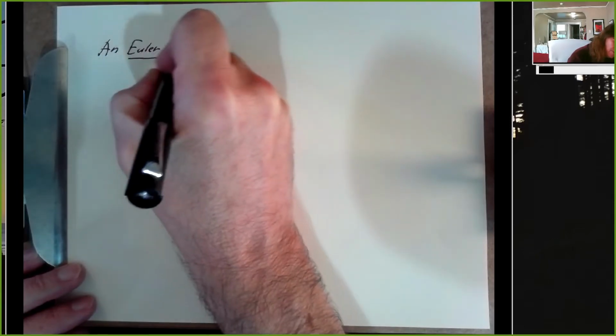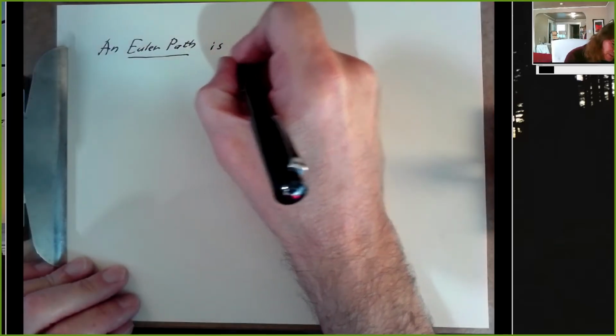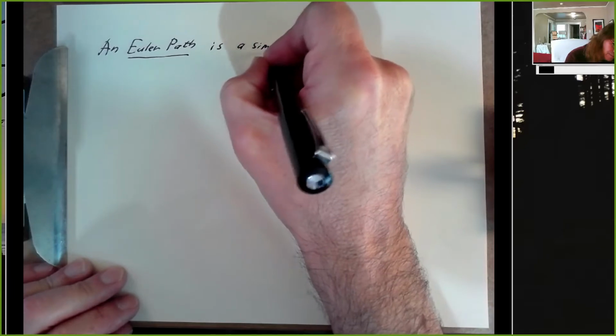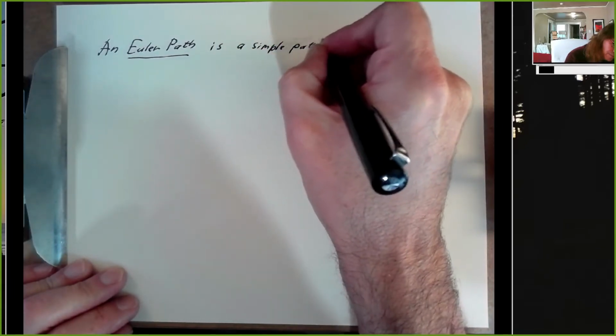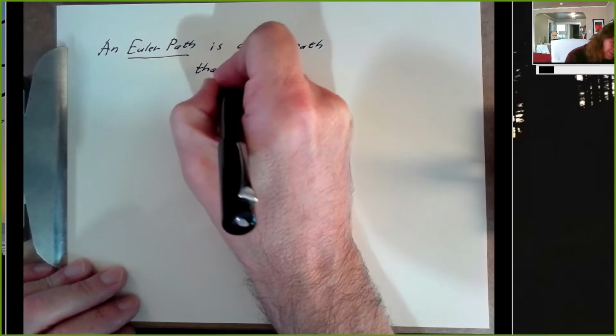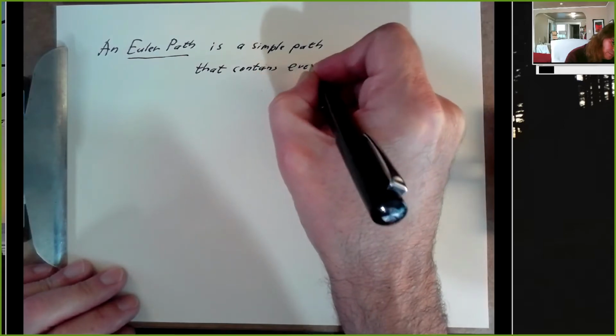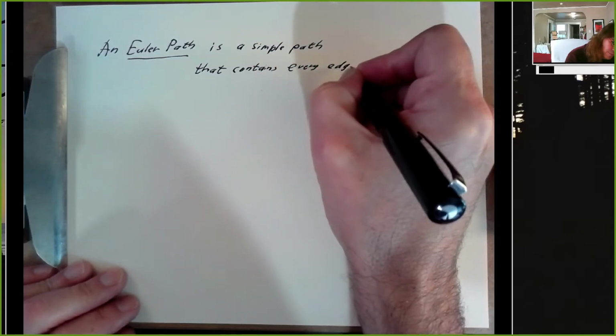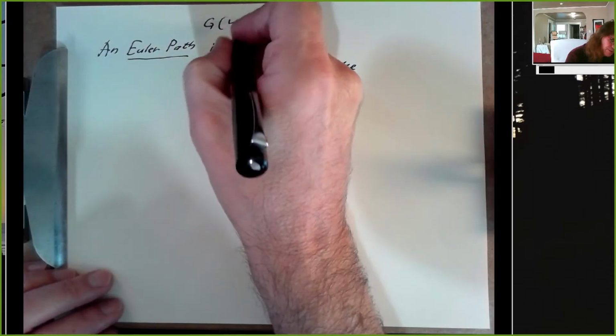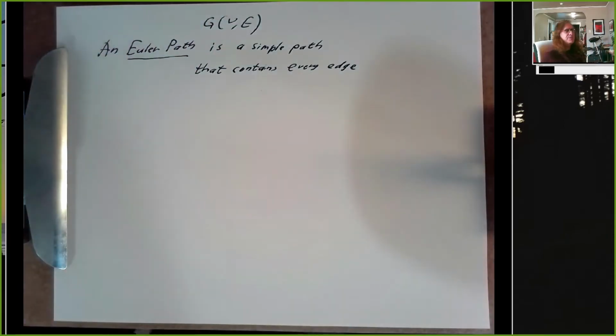All right, so we're going to talk about what's called an Euler path. Euler, the mathematician, Euler's theorem, all that sort of stuff. An Euler path is a simple path that contains every edge. So we're always talking about some sort of graph, with a collection of vertices and a collection of edges. So an Euler path through this graph is a simple path that contains every edge in that graph.